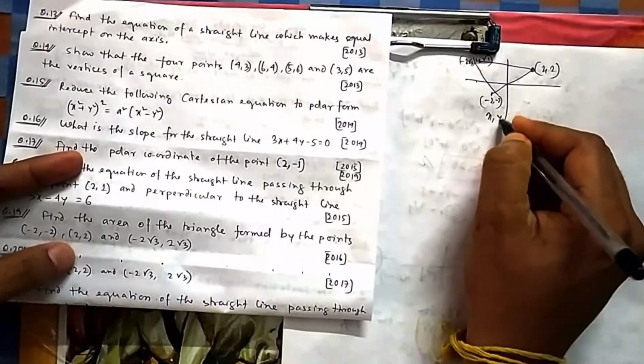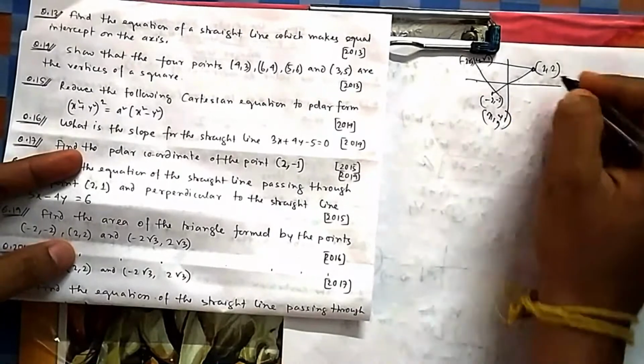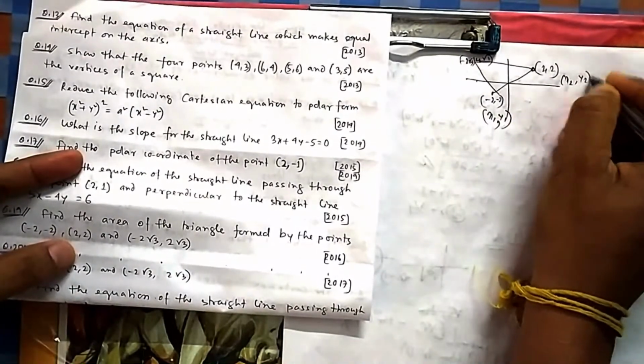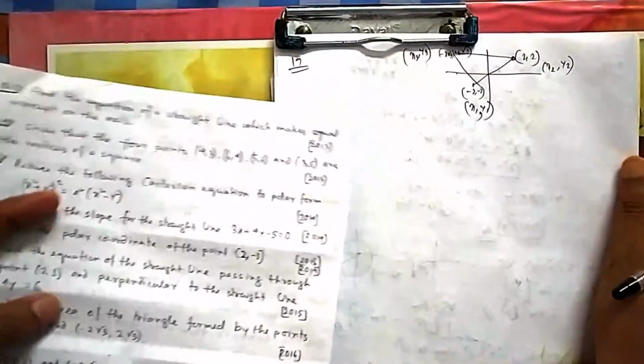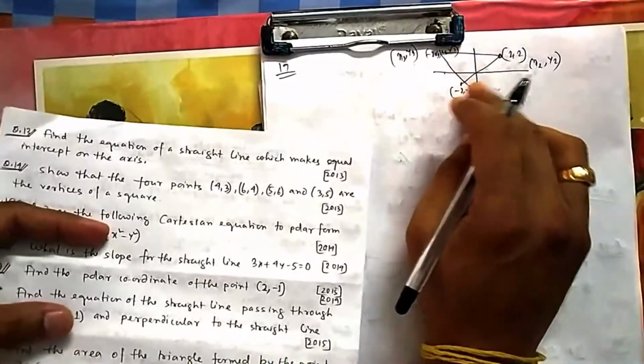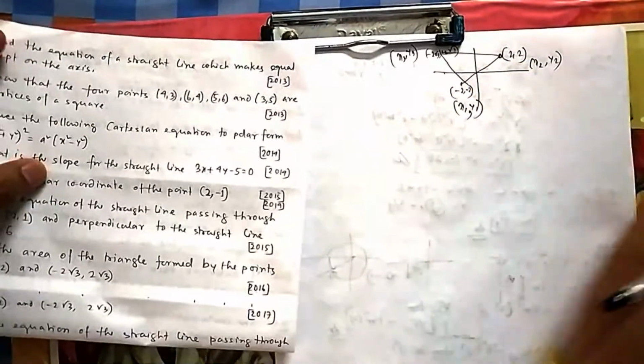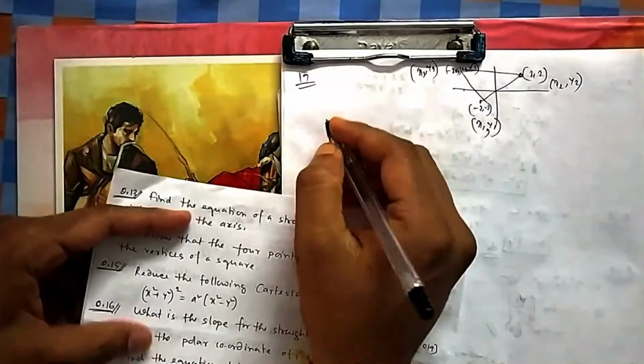If I take this one as x1 y1, I always take the coordinates in anti-clockwise direction. You should always make it a habit, so there will be no problem, otherwise you will get a minus sign in the area. There is no need to worry about the minus sign, you can take the absolute value, that's also okay, but you should remember this formula.